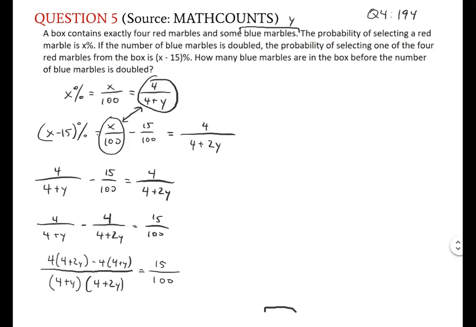And eventually you'll get 2 possible values for y. You'll have like 4 over 3 and 6. And since a marble cannot be 4 over 3, you have to have a whole number. That means your answer is 6. So you have 6 blue marbles.